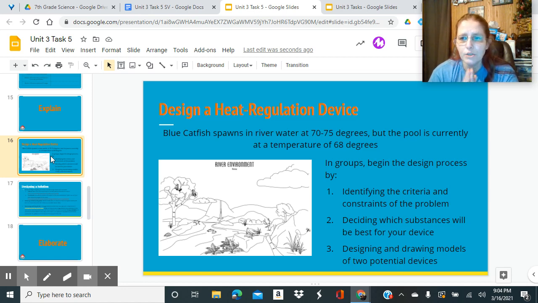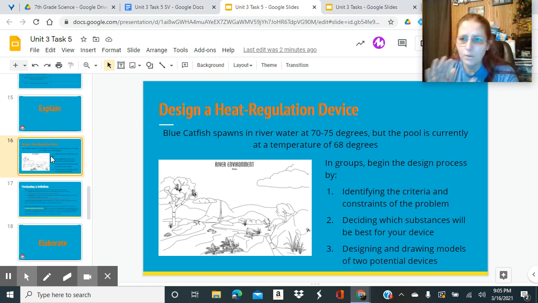Your problem statement tells you what the problem is and what you need to do to fix it. Your design statement is what you are going to design to fix that problem. All right, so you're going to start with the design process. First thing you have to do is identify your criteria and your constraints, and then you're going to decide which substance from your experiment is going to be the best choice for your device.